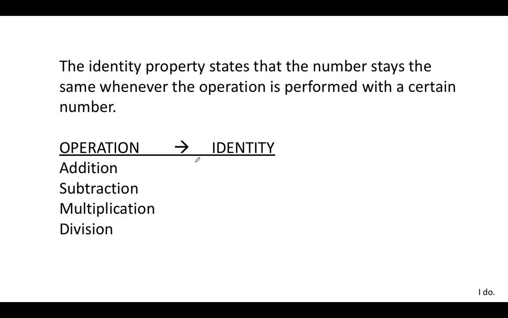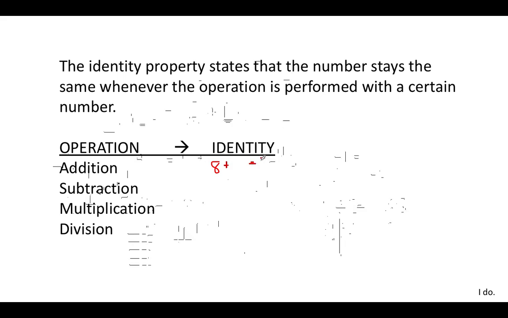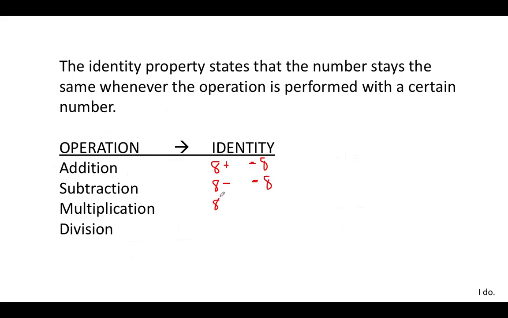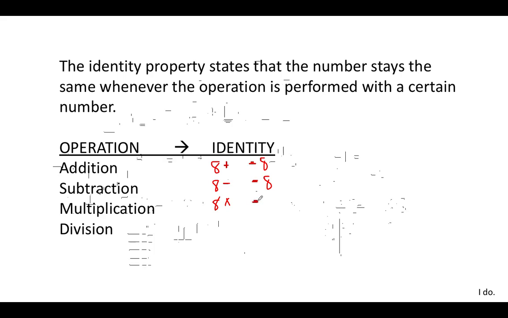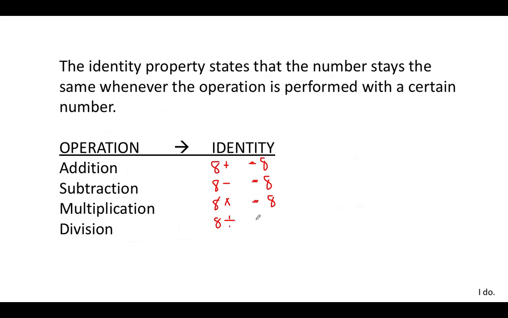Okay, now the identity property. The identity property states the number stays the same whenever the operation is performed. So in other words, whatever we do to this 8 with addition, we get the same answer 8. Whatever we do to this 8 with subtraction, we get the same answer 8. Whatever we do to this 8 with multiplication, we get the same answer 8. Whatever we do to division, we get the same answer.